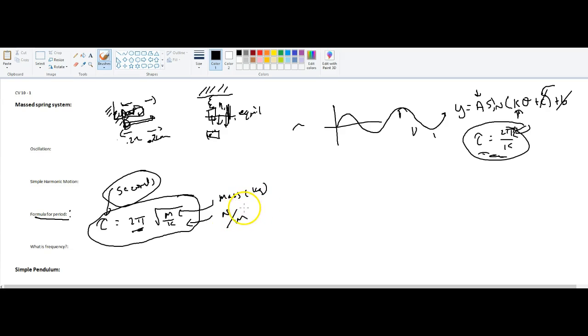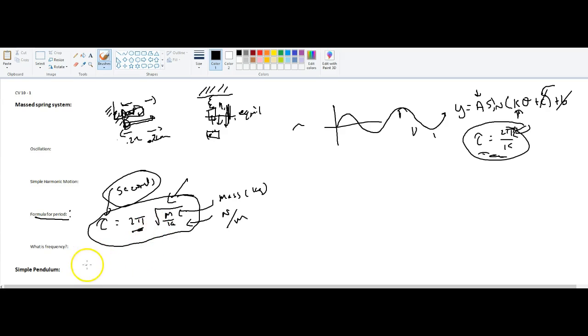Now, why is it this way? Well, mass makes the period take longer. If this is a big old mass hanging on here, it takes a lot longer to get through its cycles. If you have a big spring constant, it goes through faster because the spring has more force per unit distance. Okay? So this is how you find the time.